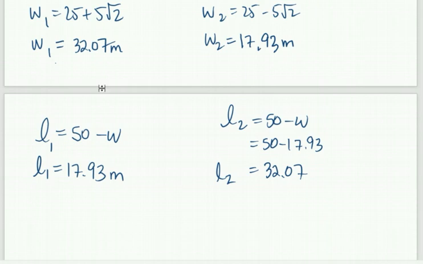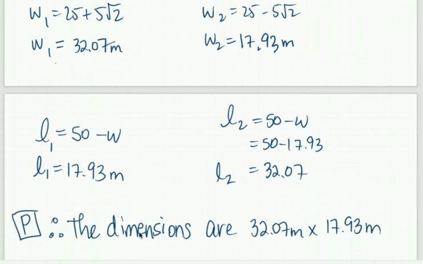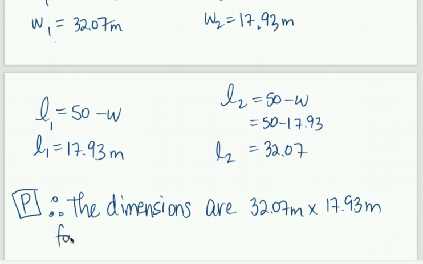So it doesn't matter which one you label the length or the width. I guess most people like to label the longer one the length and then the shorter one the width, so either way is fine. All right, so therefore the dimensions, that means the lengths of the sides, are 32.07 meters by 17.93 meters for the rectangle, for the field, okay?